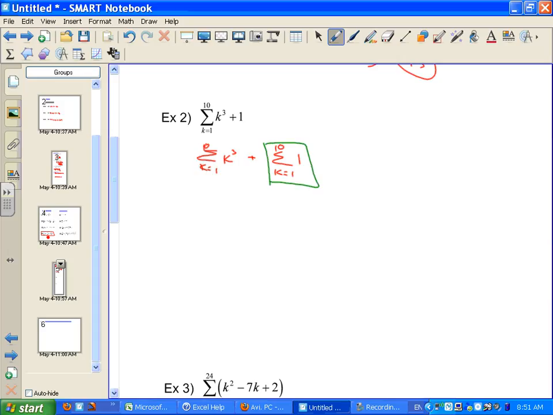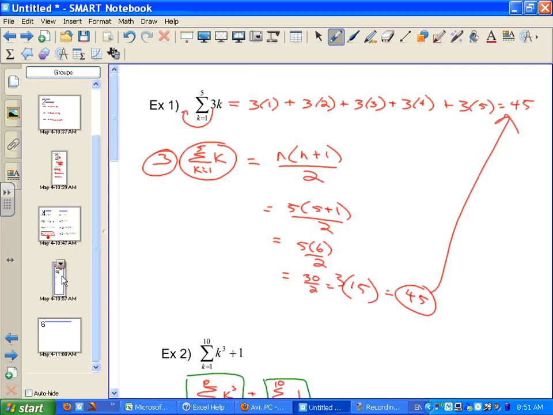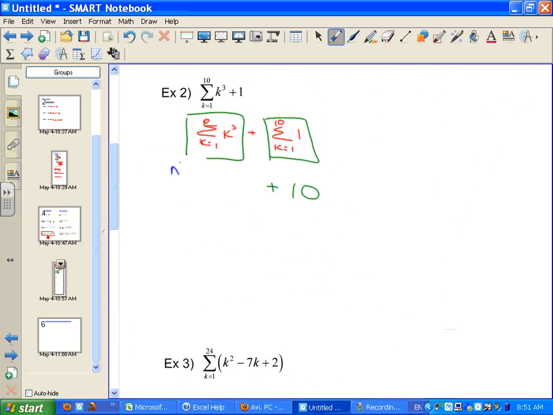So what do I do for that? It's c times n. So my constant times the n, so what am I going to get for this one? 10. So whatever I get here, I just have to add 10 to it. For this one I definitely want to look back at that formula. So k cubed is n squared times n plus 1 squared all over 4.